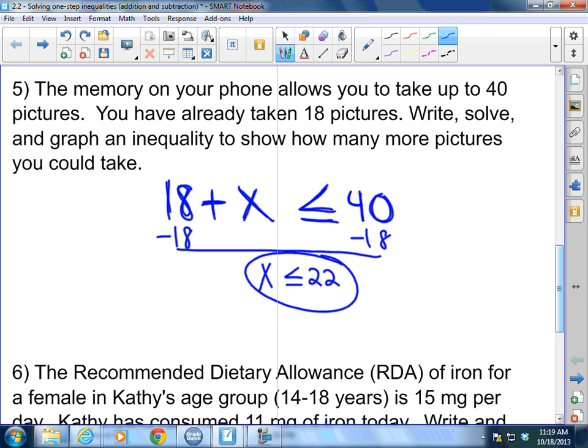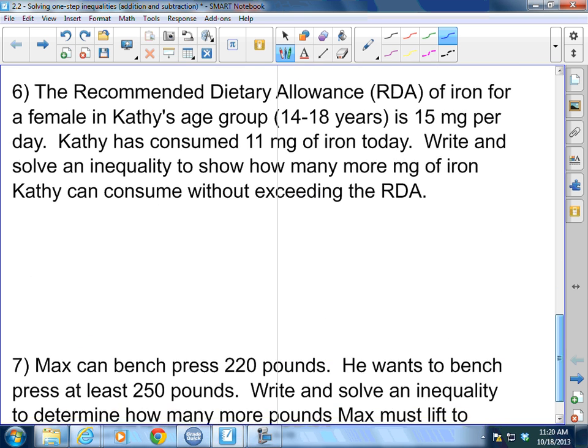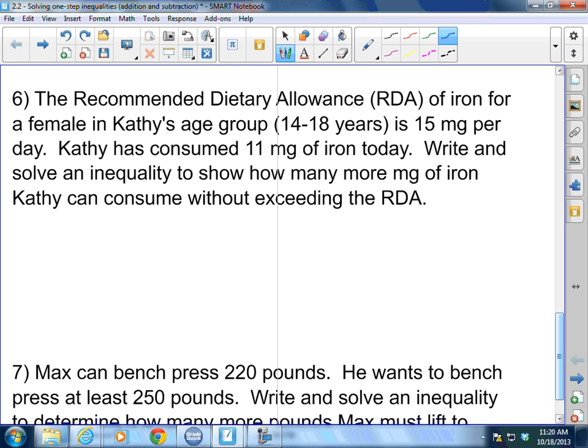Okay, the recommended dietary allowance, that's RDA, of iron for a female in Kathy's age group, 14 to 18, is 15 milligrams per day. Kathy has consumed 11 milligrams of iron today. Write and solve an inequality to show how many more milligrams of iron Kathy can consume without exceeding the RDA.